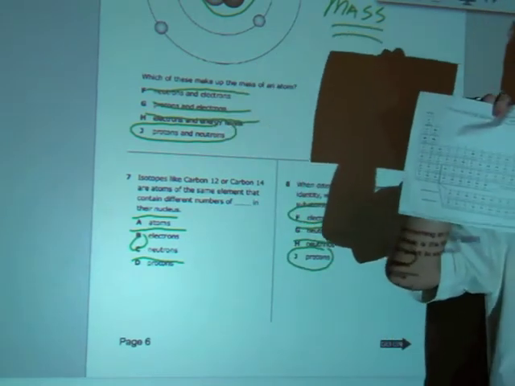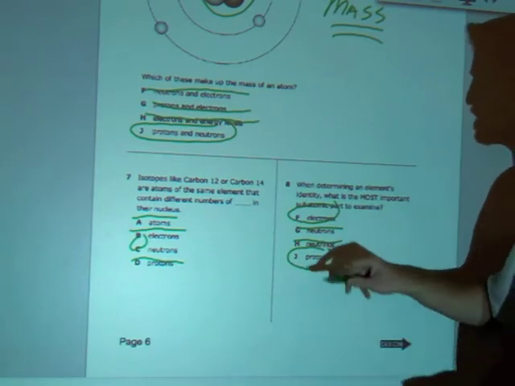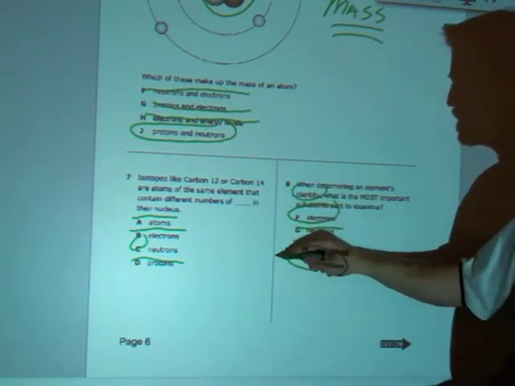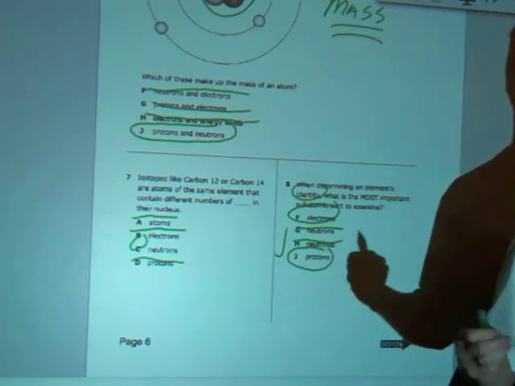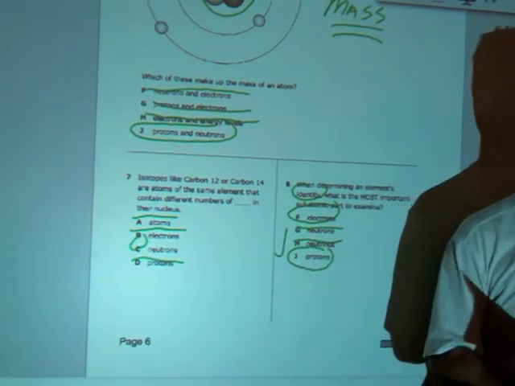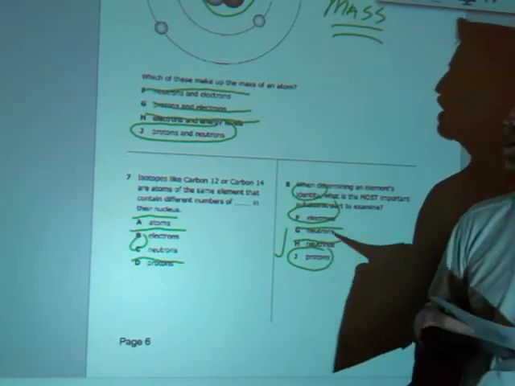What does that atomic number always tell us? Protons. They never change. So to find its identity, the best thing is the protons. Now, its reactivity would be electrons. So its identity would be the protons. Because the protons never change. They tell us the atomic number, okay? Okay, number nine.